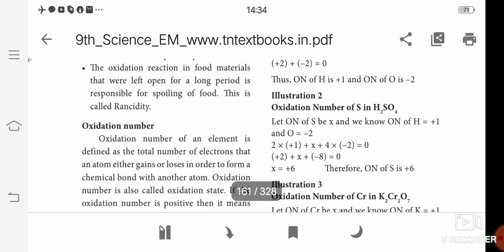The oxidation number is used in chemical reactions to describe the gain and loss of electrons.